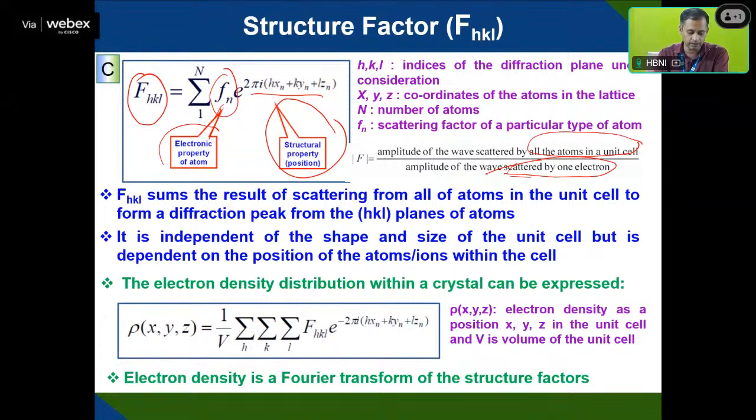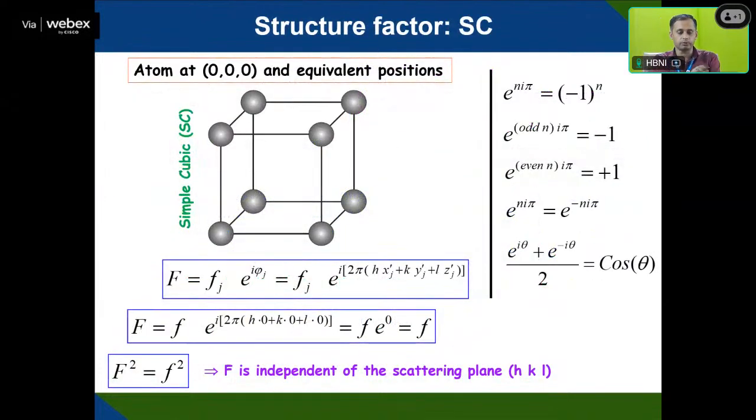If you calculate the electron density, rho(x, y, z), you simply take 1 over V, and it is the Fourier transform of the structure factor. You can find the structure factor depending on whether the structure is FCC, simple cubic, or another type. In a simple cubic structure, all atoms are at the corners, at the 0, 0, 0 position.